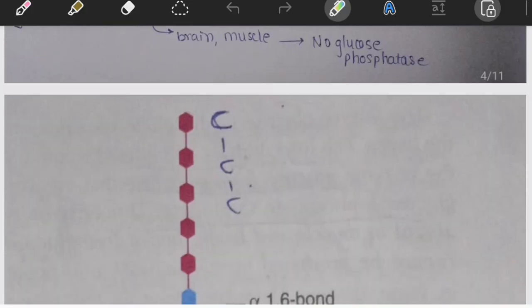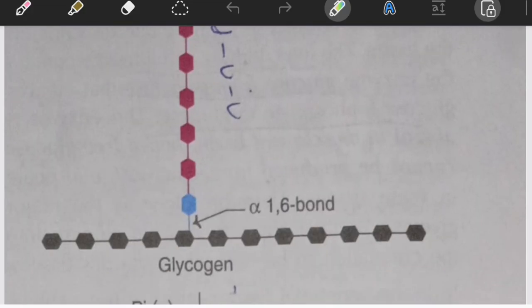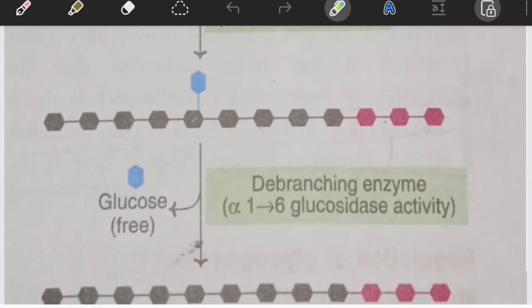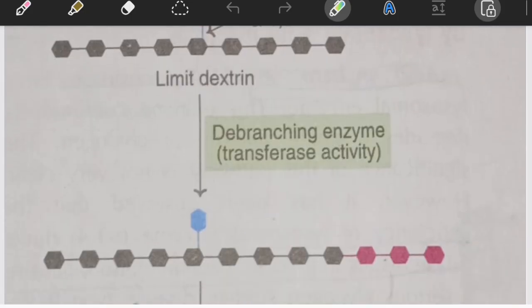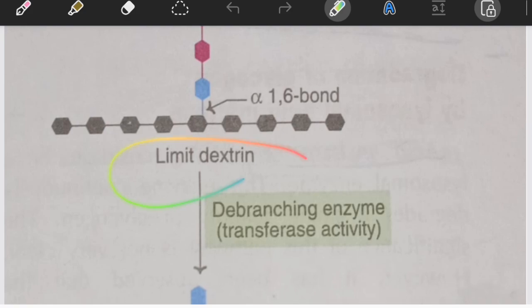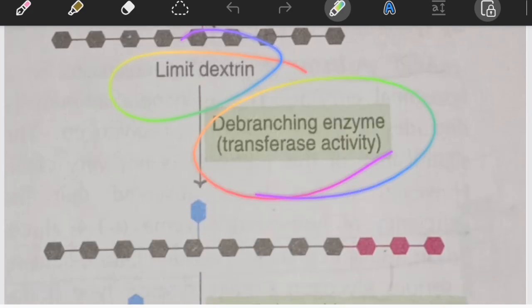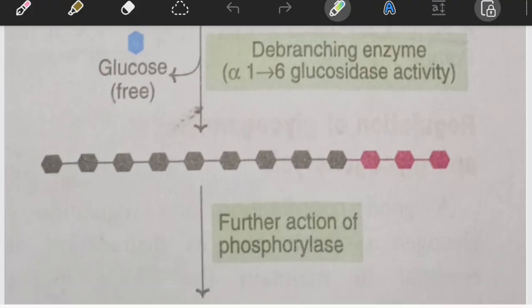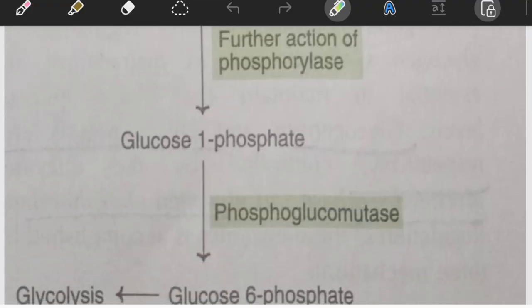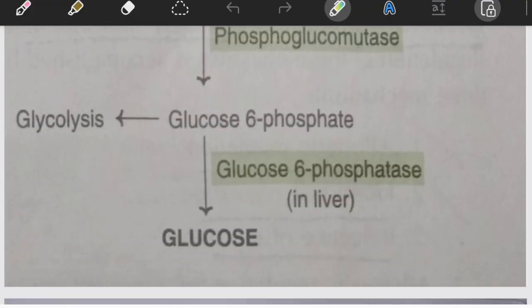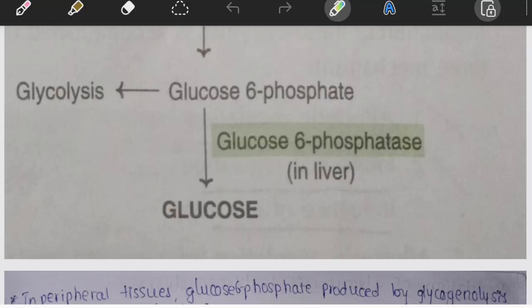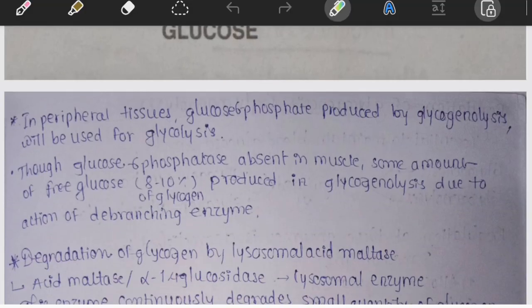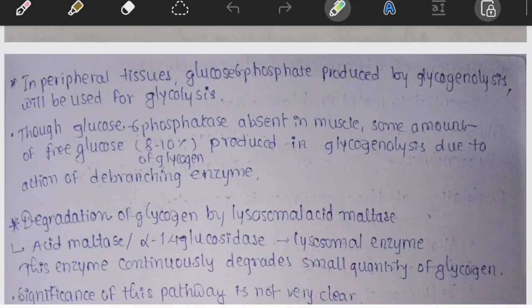Another pathway is the lysosomal degradation. These limit dextrins act on the debranching enzyme and form free glucose, and further action of phosphorylase forms glucose 6 phosphate and glucose. So far we have discussed the major pathway, but a tiny amount of glycogen is also degraded inside the lysosomes.